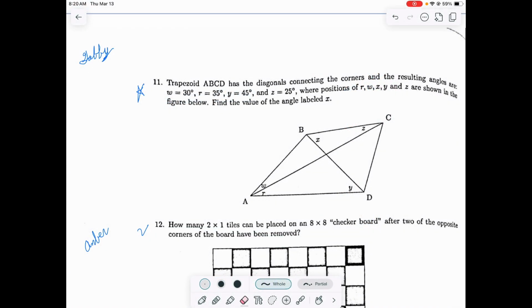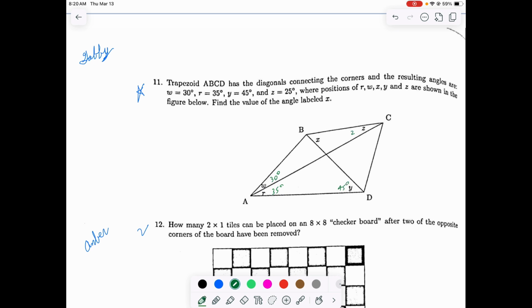And we only have 2 problems left. Here's number 11. Trapezoid ABCD has diagonals connecting corners, and the resulting angles are, angle W is 30 degrees. Let's go ahead and write these down. That's 30 degrees. Angle R is 35 degrees.